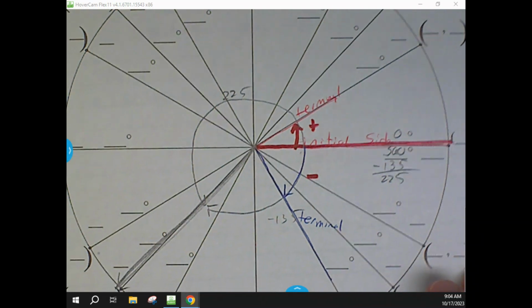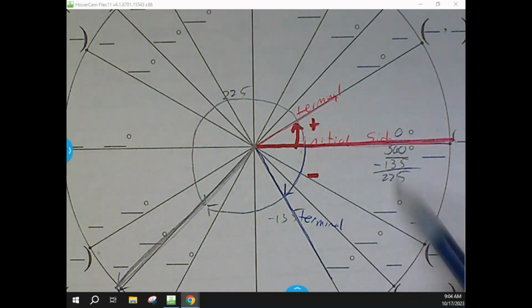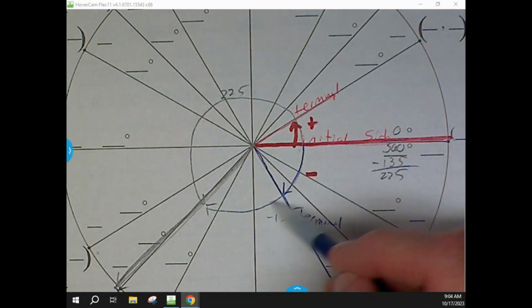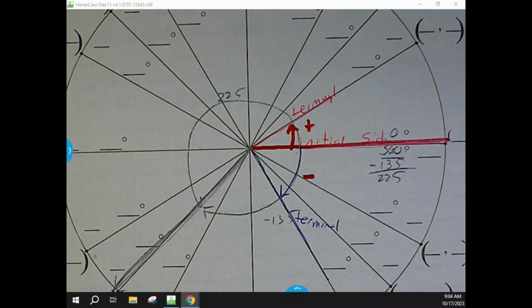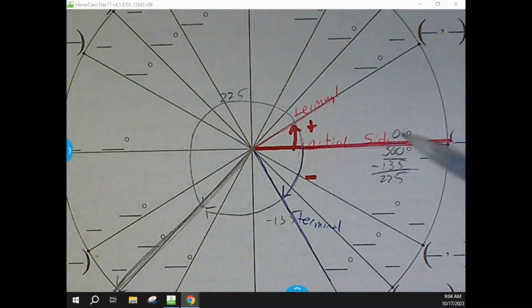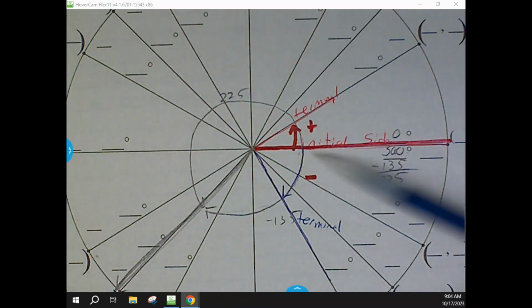So if they give you a negative angle and you just need to know where you're going, just realize again, if it's negative, that means you're going 135 degrees this way. So it's basically like you're starting at 360 and then you're just going to subtract 135 from that and wind up at there. So that's kind of what you want to think about. So again, because the initial side can be 0 or it can be 360, if it's positive, you're going this way. If it's negative, you're just going to subtract that from 360 to know where you're going to go in that direction.